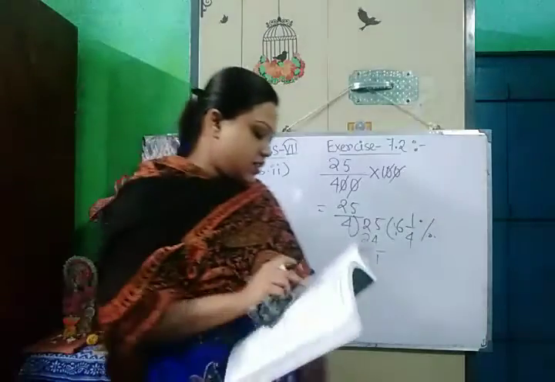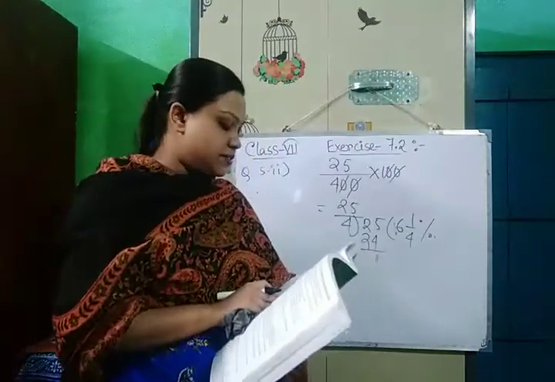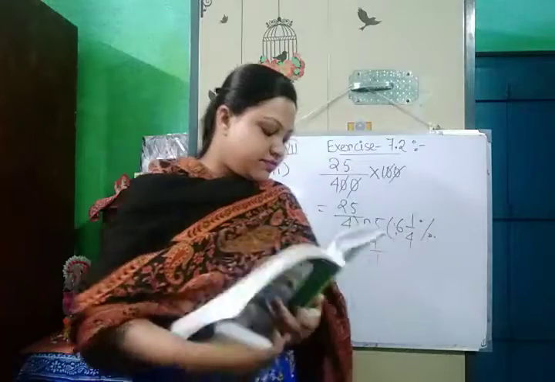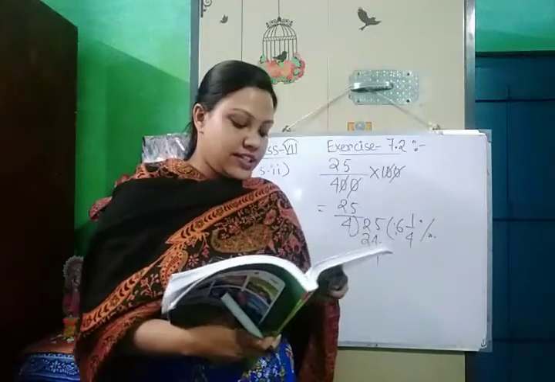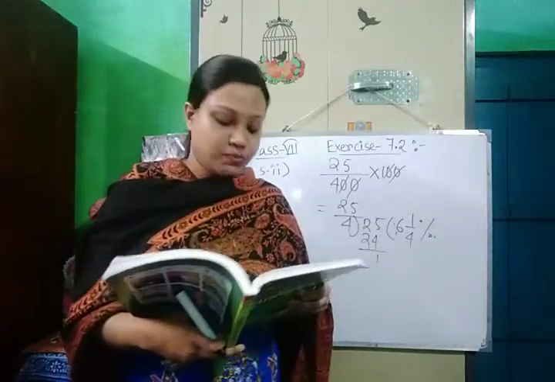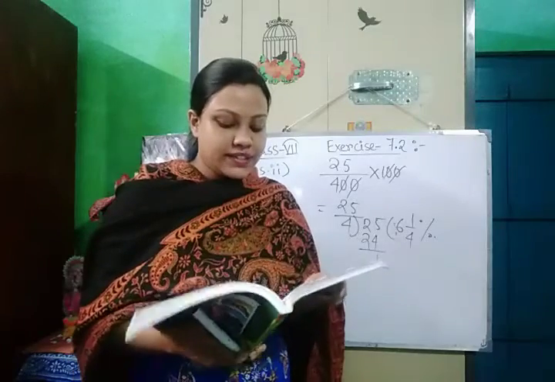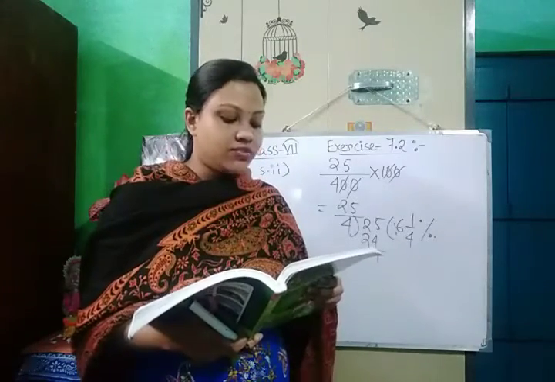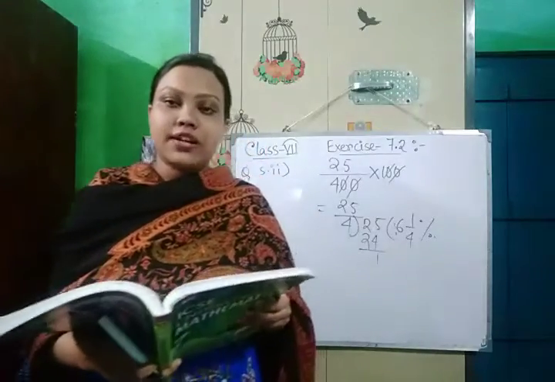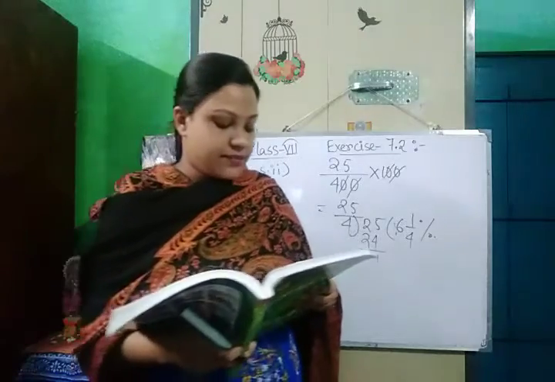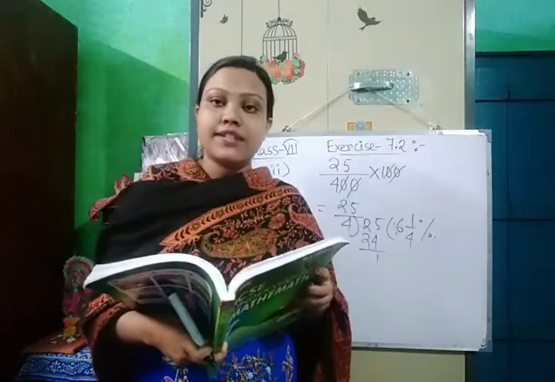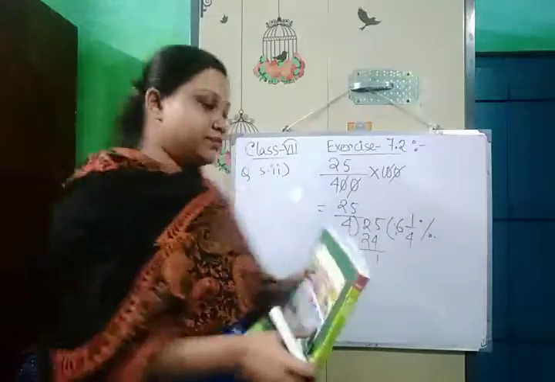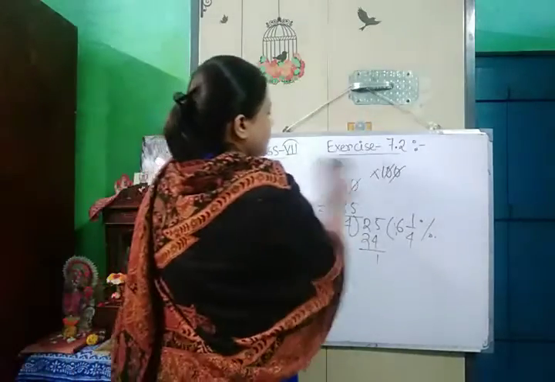Okay. Next I am doing question number 7. Question number 7 is the price of a shirt decreased from rupees 80 to rupees 60. Find the percentage of decrease in the price of the shirt. So we have to find out the percentage of decrease. So how can we find out? So first we will find out the price which has decreased.